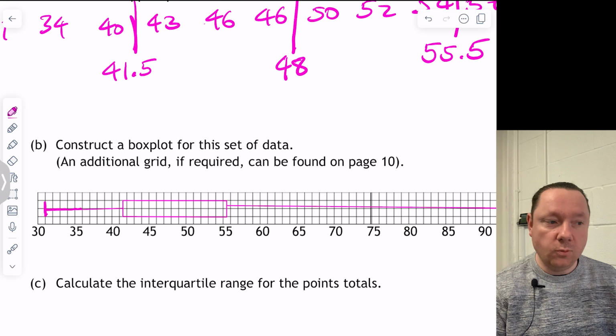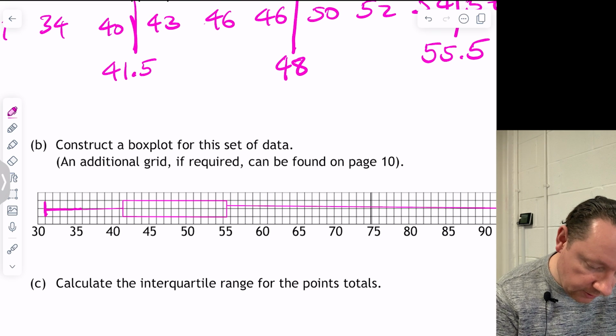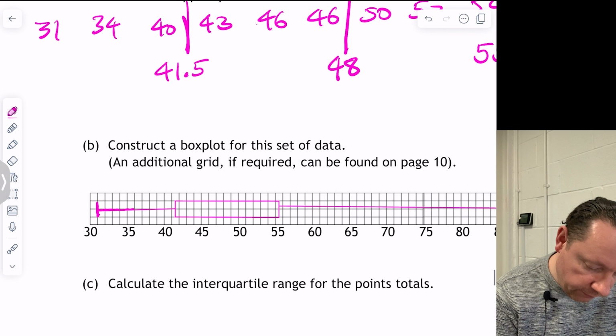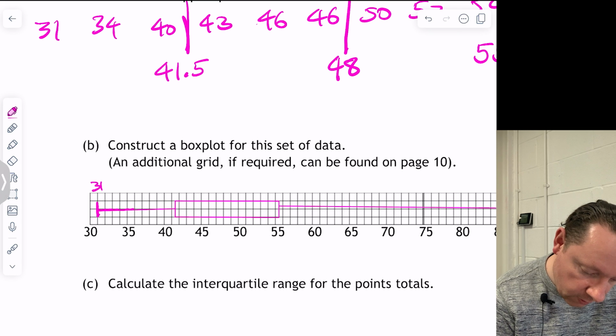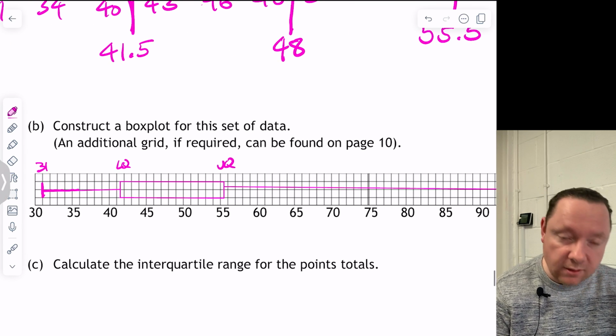Now on my box plot, I would usually note the numbers. So I would say that that is 31, lower quartile, upper quartile, and highest number, which is 99. And if you've done that, you've got 5 bits of information. Missed something like I just did.